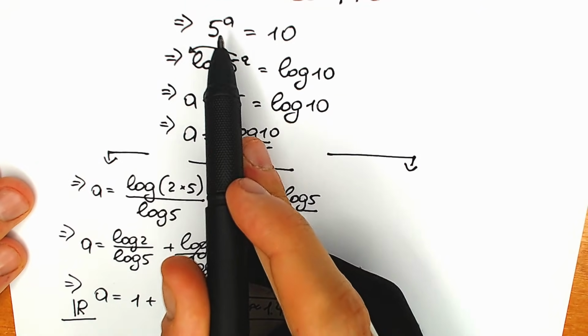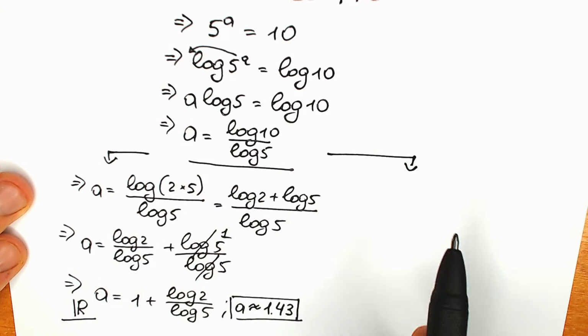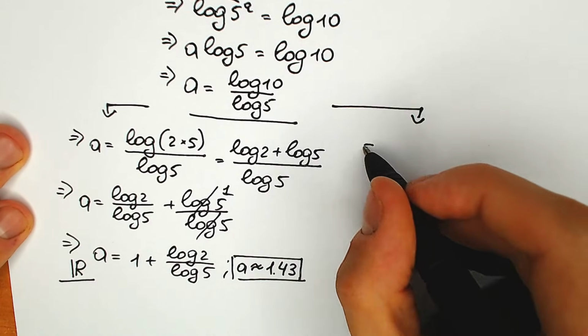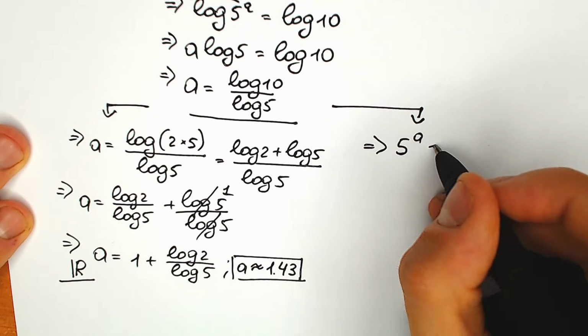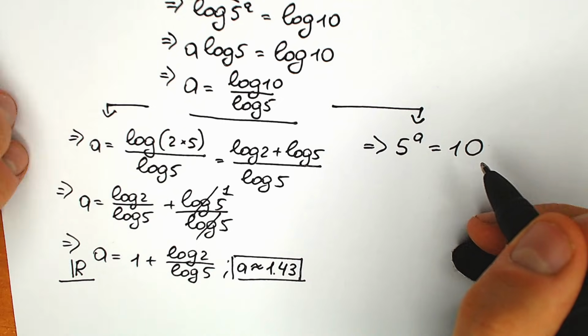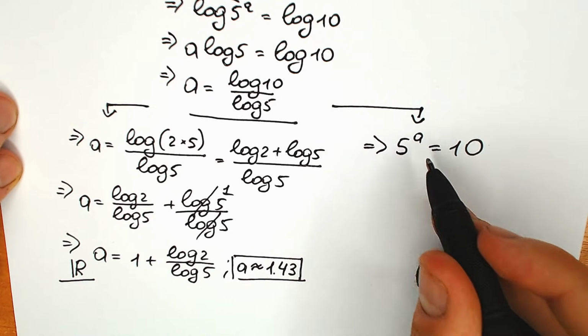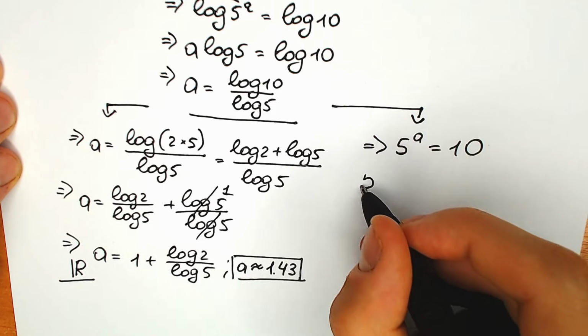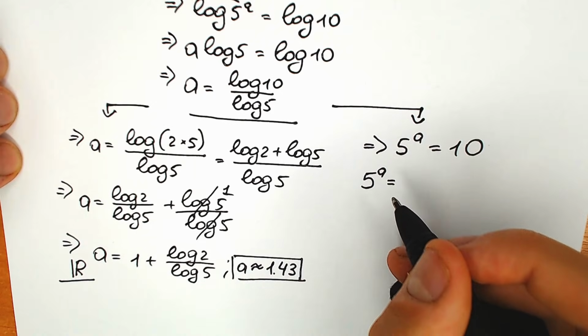So I'm going to use this expression. So 5 to the power a equal to 10. I'm going to write this expression once more. So 5 to the power a equal to 10. Okay, 5 to the power a equal to 10. Right now, let's see how can we find our complex root. So we have 5 to the power a equal to 10. First of all, instead of 5 to the power a, I want to write the next expression.